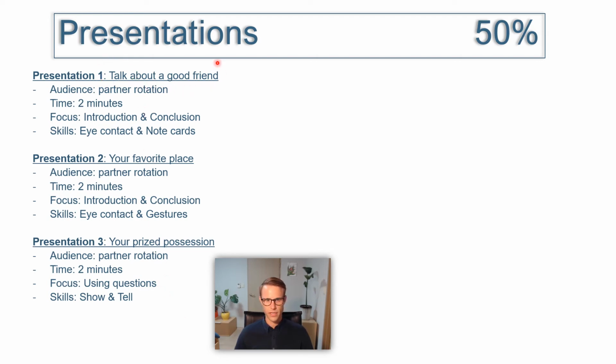Here's the topic, talking about a good friend. This will be in a partner rotation, which means we will change partners. 2 minutes minimum. We'll focus on introduction and conclusion, making eye contact, and using note cards. So you will need some note cards or some sticky notes to help you make your ideas and remember them. Presentation 2 is going to be your favorite place. Presentation 3 is going to be a prized possession. So that is something that you own, that you really love, your favorite thing that you own.